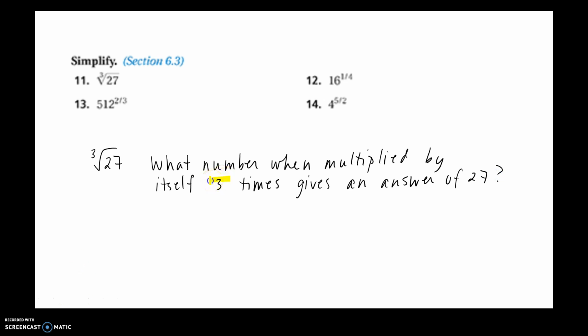Okay, where did this 3 come from? The fact that you're taking the cube root. And this is where we literally sat there and counted on our fingers. Okay, 2 times 2 times 2 is only 8. So the next thing to check, 3 times 3 times 3. And that would be my answer. So the cube root of 27 is 3.